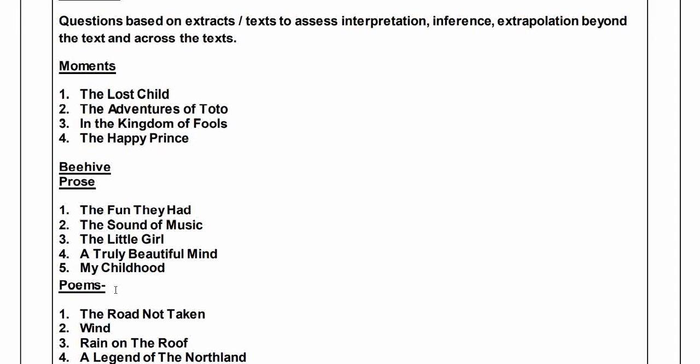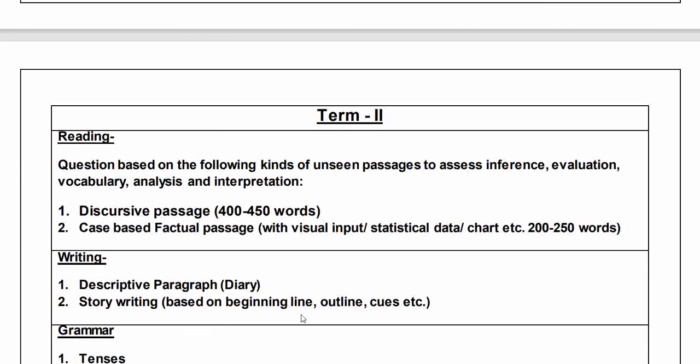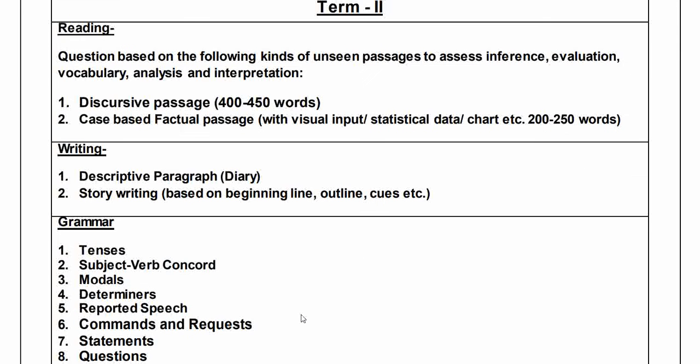And from poems, we have The Road Not Taken, Wind, Rain on the Roof, A Legend of the Northland. And for the term 2 portion, we have reading, questions based on the following kinds of unseen passages to assess inference, evaluation, vocabulary, analysis, and interpretation. Discursive passage based on 400 to 450 words. Case-based factual passage with visual input, statistical data, chart, etc., based on 200 to 250 words.